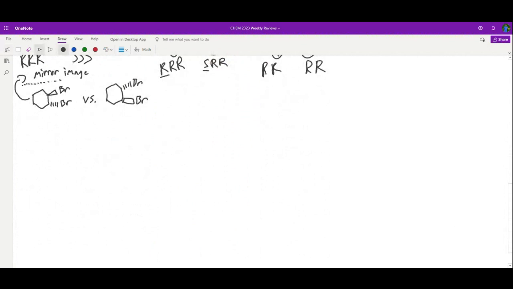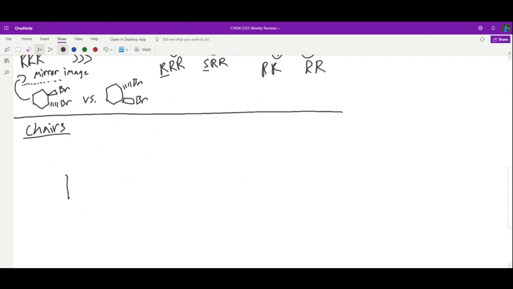All right. So now we're going to talk about chairs. Okay. So all chairs are derived from a cyclohexane. Okay. Not a benzene ring, but a cyclohexane. And they have to have 6 carbons.